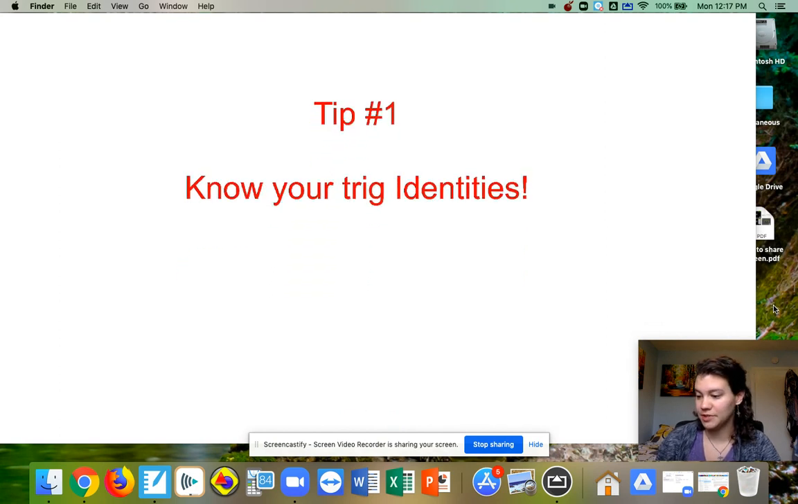So some tips, and then we'll do some examples. So the first tip is know your identities. So the ones you're supposed to have memorized, memorize them so that you can go through your homework faster. Otherwise, it's just going to take you way longer to have to look up every single thing every single time.